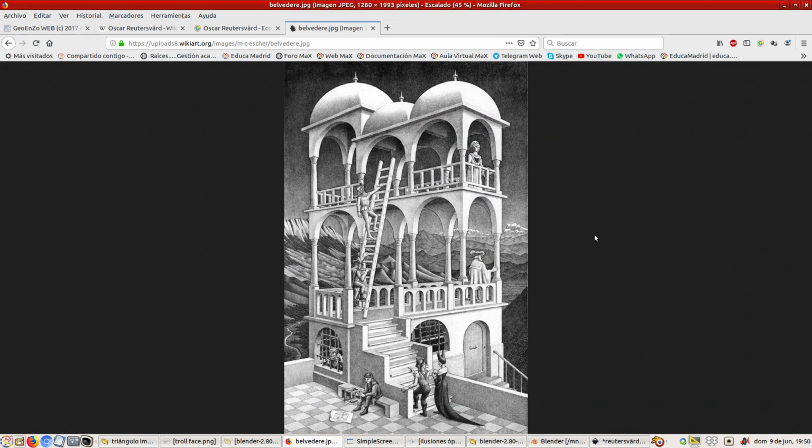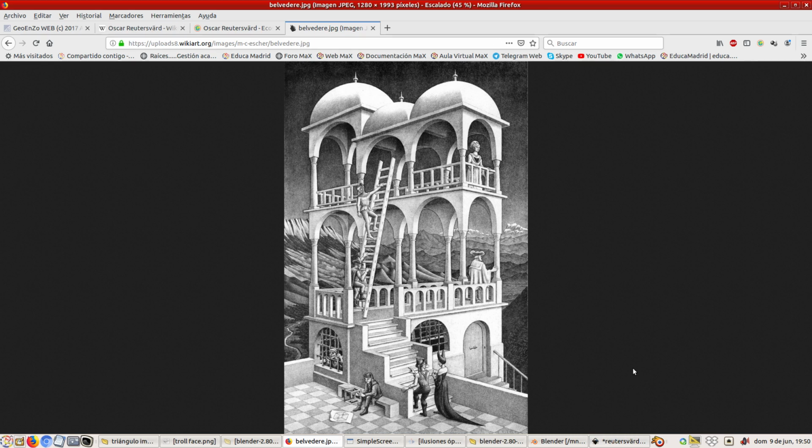This is of course one of the most important masters of this kind of art, which is op art, and at the same time those impossible objects. This is Escher in one of his wonderful engravings.